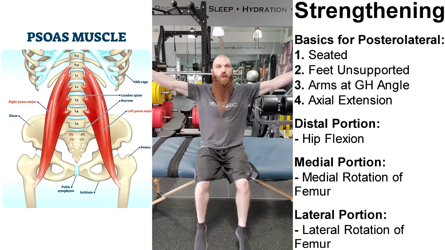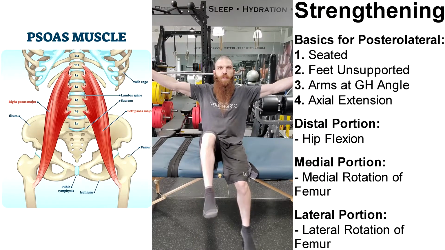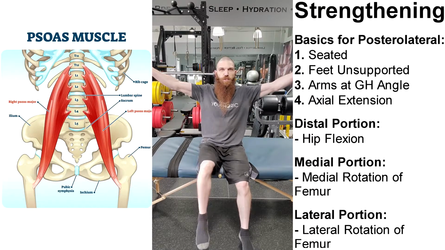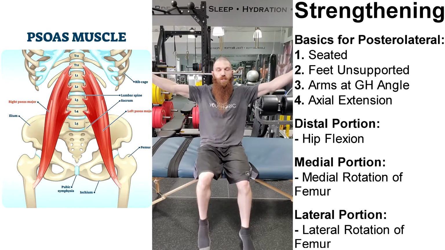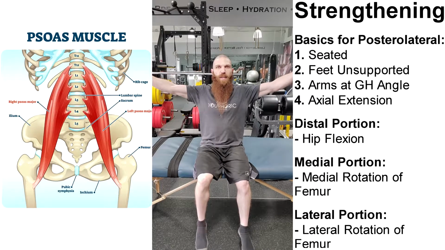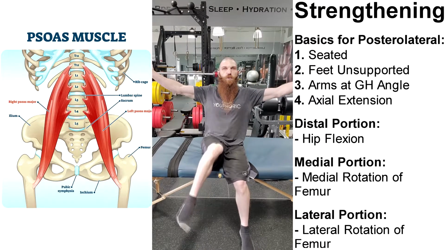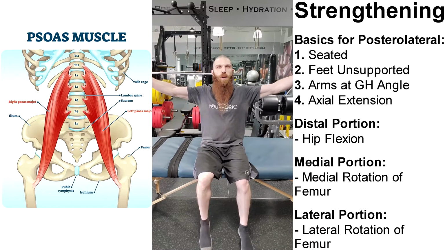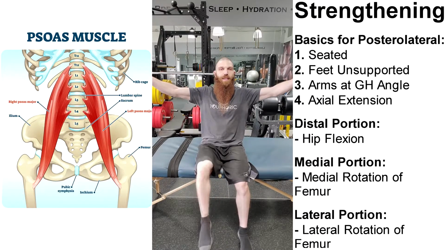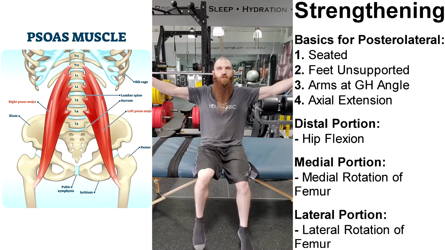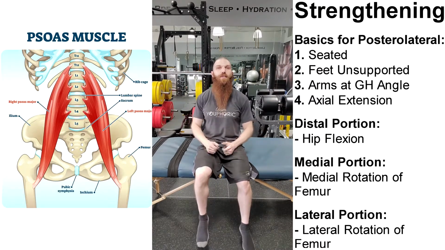And then, if we want to just do the general strengthening exercise, we're going to go into hip flexion, and that is just a neutral position to work on the anteromedial fibers of the psoas major. Then, if we want to target the medial portion, we're going to do a combination of flexion of the hip with medial rotation of the hip. So we're flexing and going into medial rotation. And then if we want to target the lateral portion, we are going to go into flexion and lateral rotation. And those are the 3 strengthening exercises for the anteromedial portion of the psoas major.